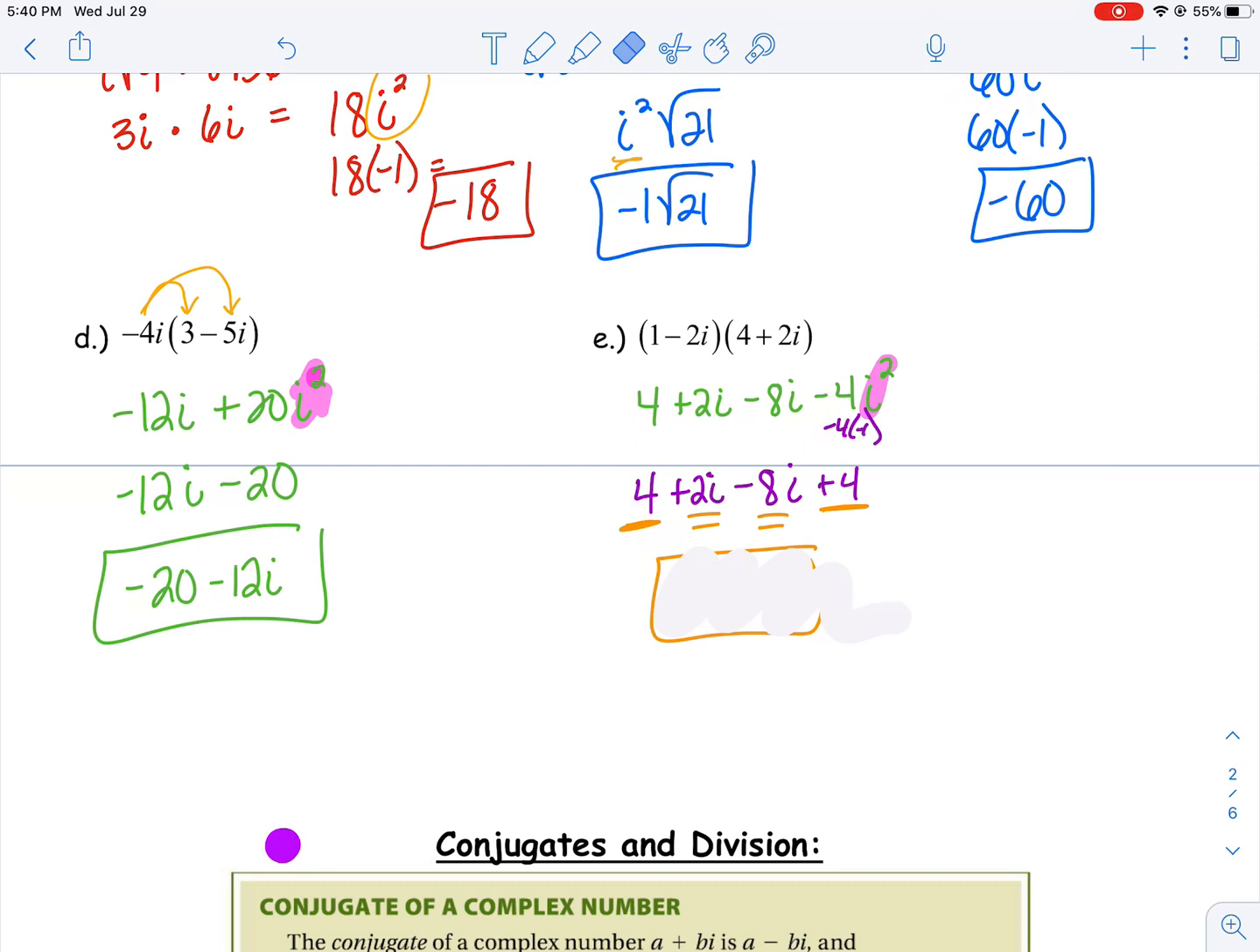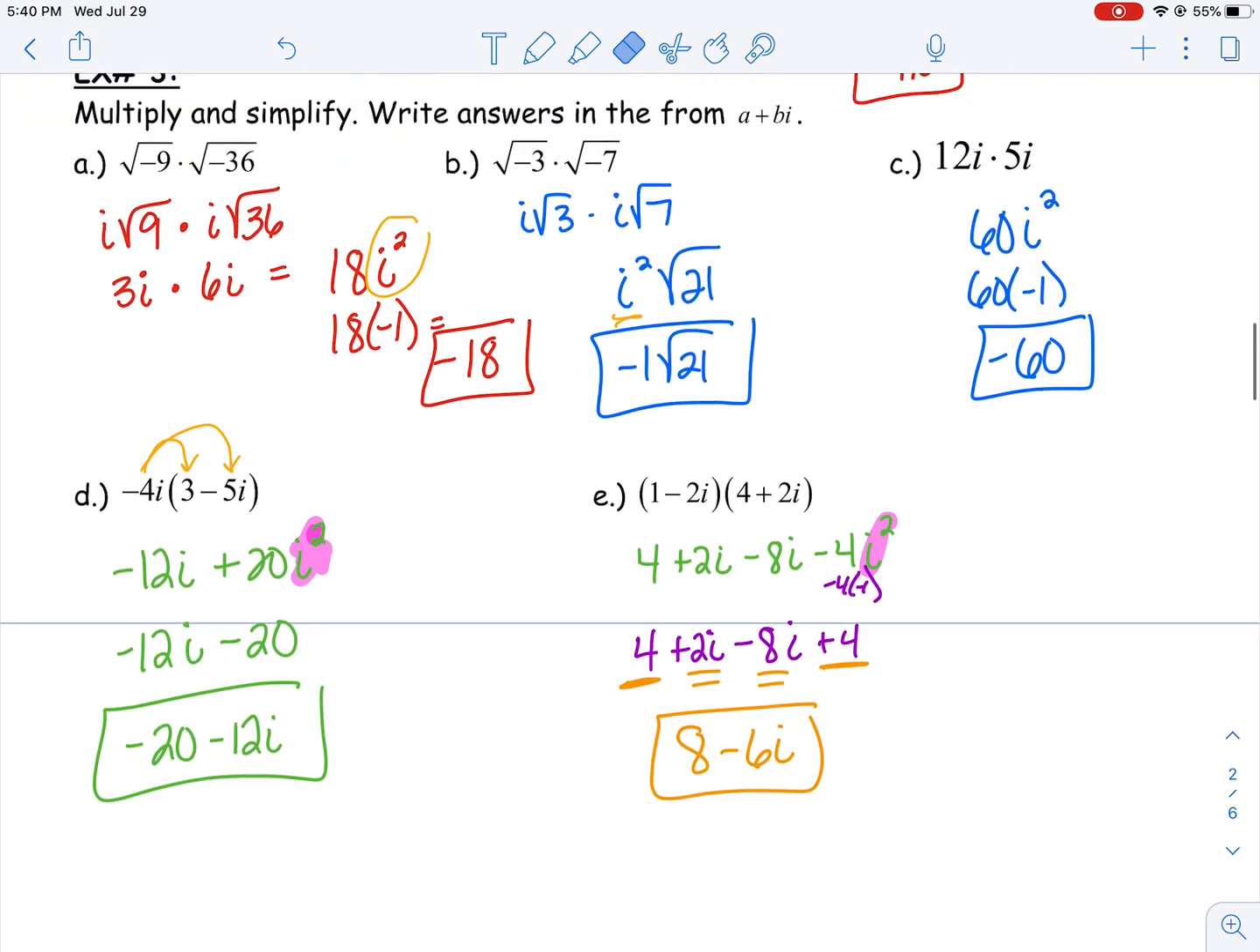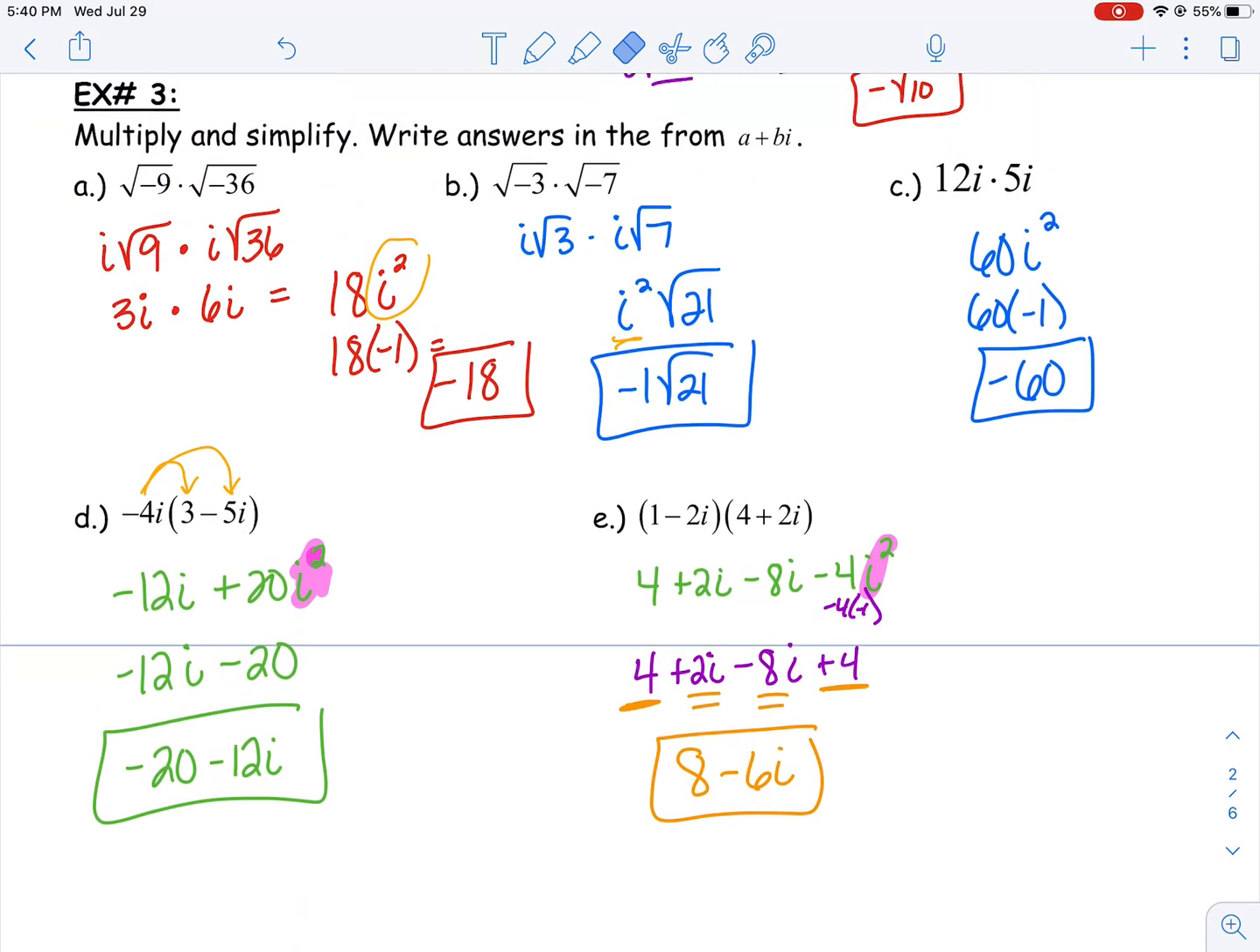I should be able to combine any like terms here, so any real number portion can be put together. So I have a 4 plus 4, which is 8. And any imaginary terms can be put together. Those are like terms. I have a 2i and a negative 8i. So I can say that my final answer is 8 minus 6i. Being able to multiply imaginary numbers together.